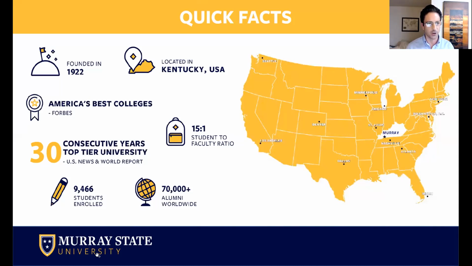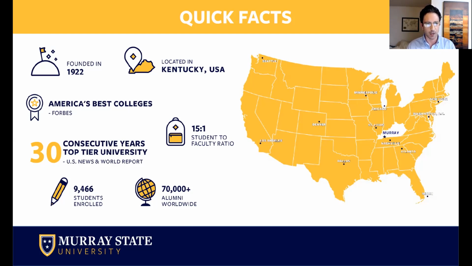You can see here Murray State University is located in the United States. We're a public university in Kentucky, and our university was established in 1922. So next year will be our 100-year anniversary, and we're looking forward to that. We have international students at our university from over 50 countries around the world. We have students from Europe, Asia, Southeast Asia, South America, the Middle East. We have students coming from many parts of the world to our university.